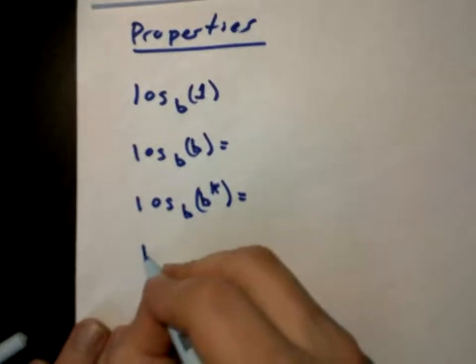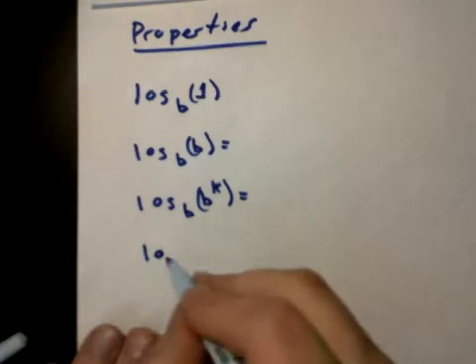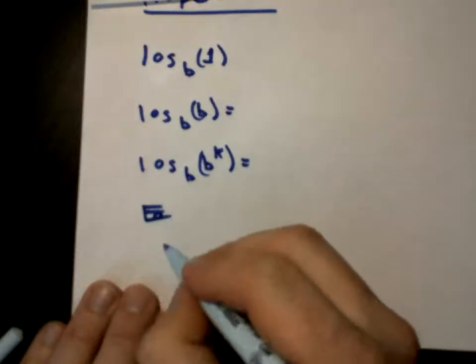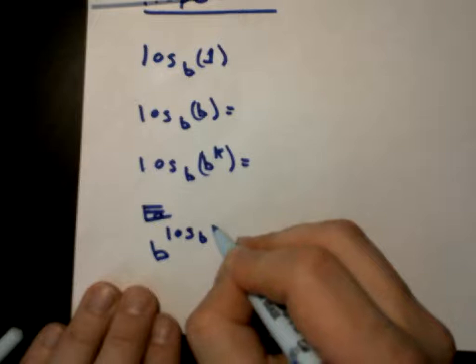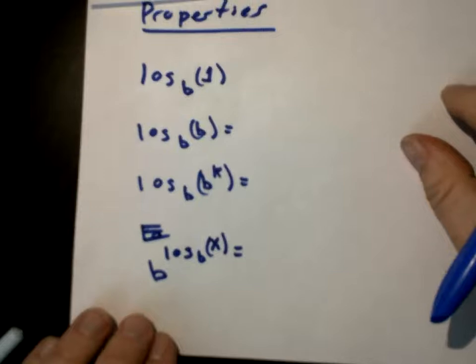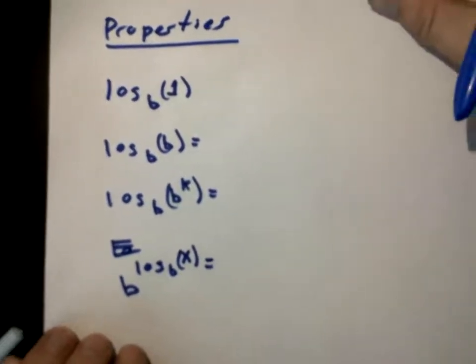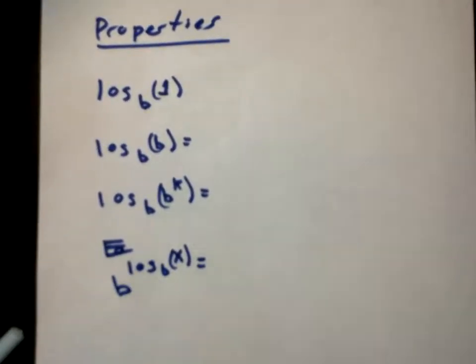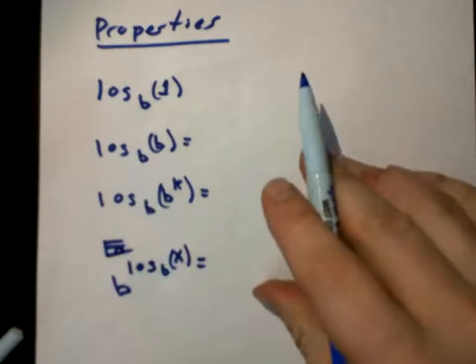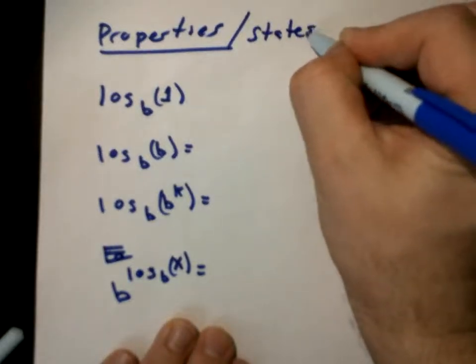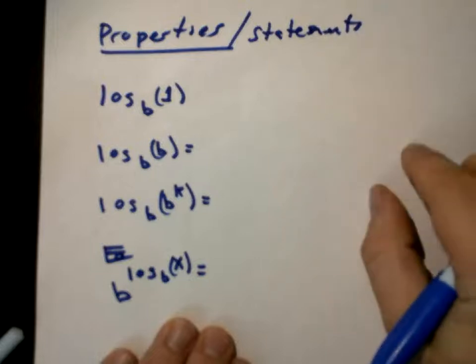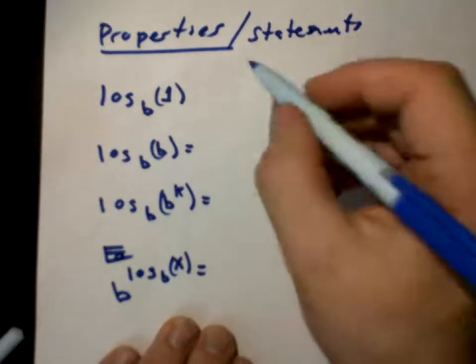And let's give you one more. What if you had b to the log base b of, let's say, k or x. So these are some properties that you might have to understand, that make your life a little bit easier with logarithms. Properties means they're statements, or facts. You know what I mean?